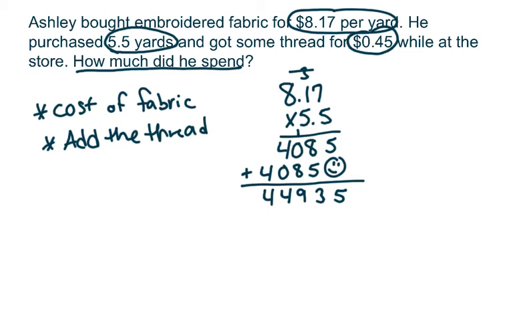I see 3 decimal places in my problem. 1, 2, 3. So I'm going to put 1, 2, 3 decimal places in my answer. Now I do need to be careful because I don't want to use more than 2 decimal places in money. So here I have $44.93. Look next door, I see a 5. That means I'm going to round this up to $44.94. And once I've done that, I simply need to add the cost of the thread.